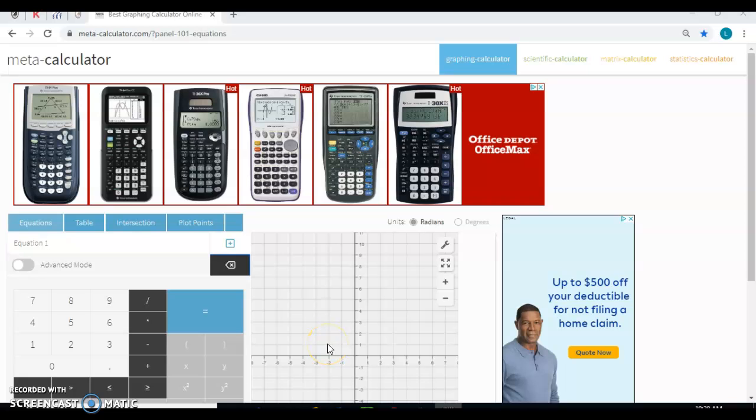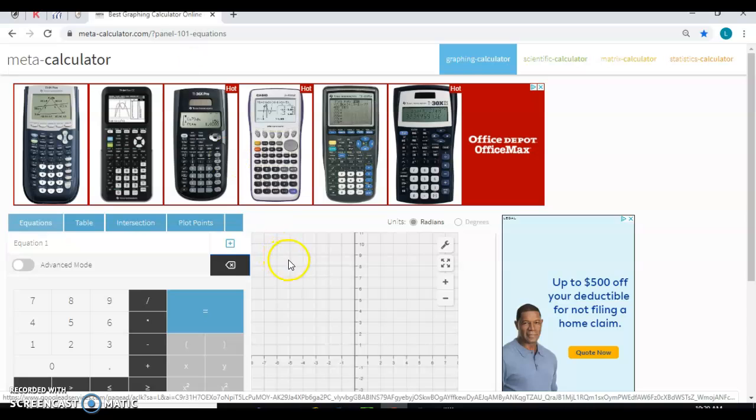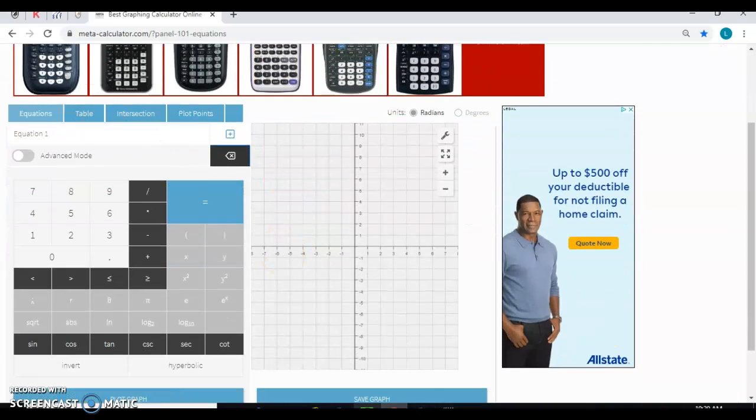If you are using one of the school laptops, you are going to be unable to download our TI-84 Plus calculator. So luckily I have found an online graphing calculator that is pretty easy to use, and I will provide the link. Now I'm going to show you what this would look like.